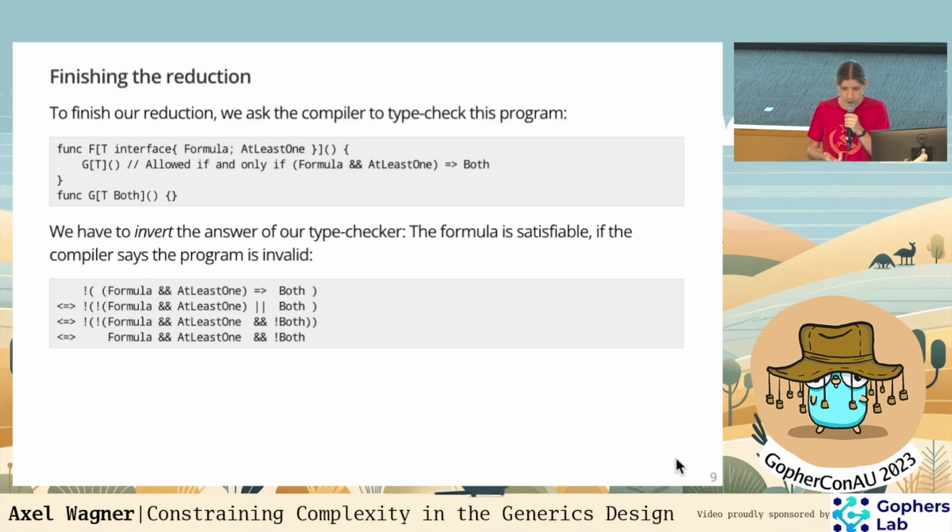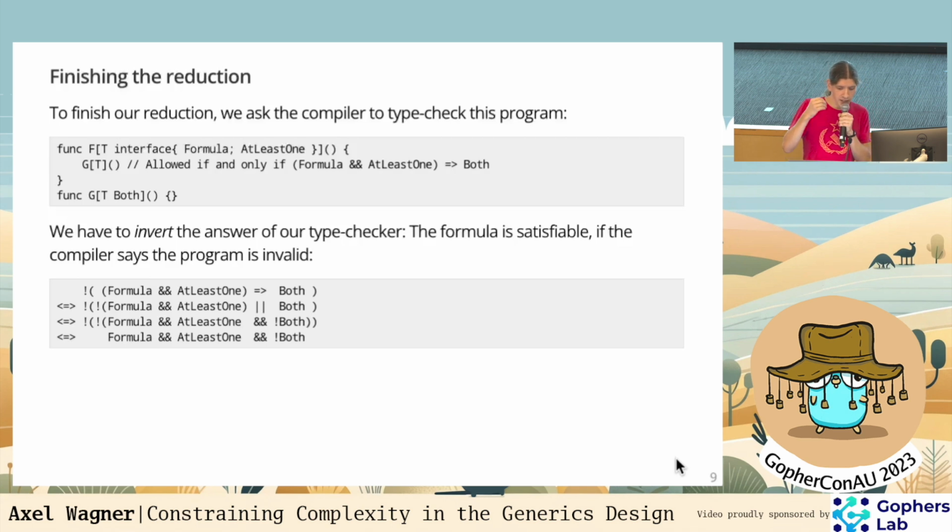We just write the program where we have a generic function f, which has a type parameter that is constrained on formula and at least one. The function f calls g. G has a type parameter constrained on the interface both. And now this is where the co-NP stuff comes in. Our compiler is supposed to accept this program if and only if formula and at least one implies both. This is how we defined our type problem.